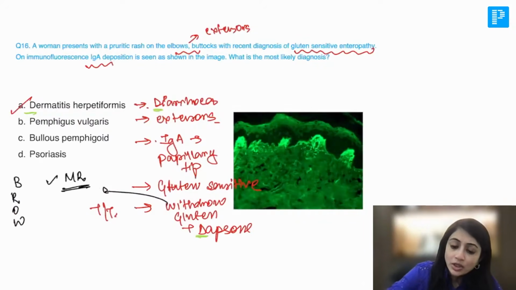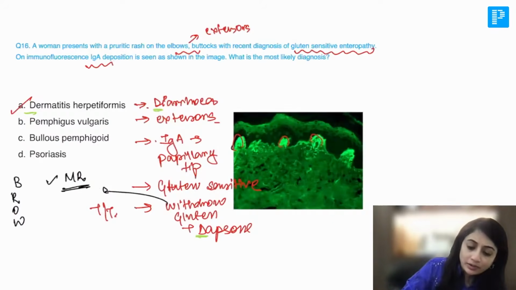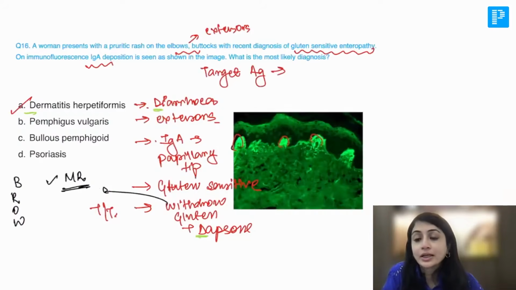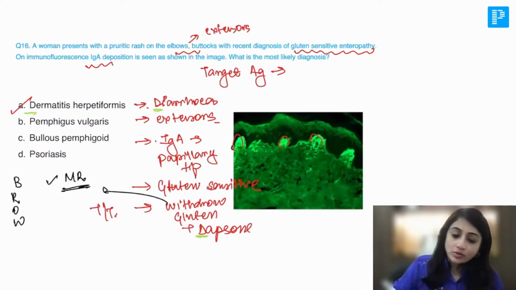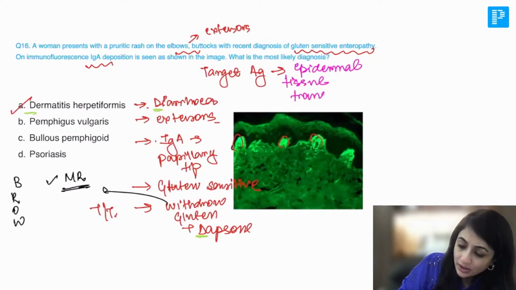Look at the image. They have given you papillary tip immunofluorescence. And this is IgA based. Right? What is the target antigen in dermatitis herpetiformis? I didn't talk about the target antigen. IgA is the antibody, but what is the antigen against which this antibody is being formed? So this is epidermal tissue transglutaminase.